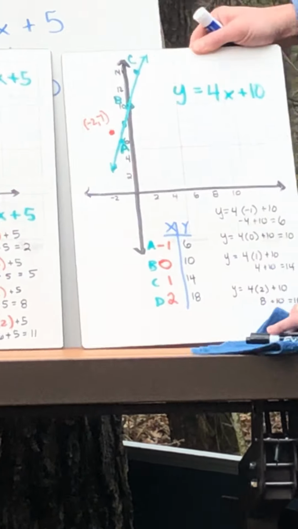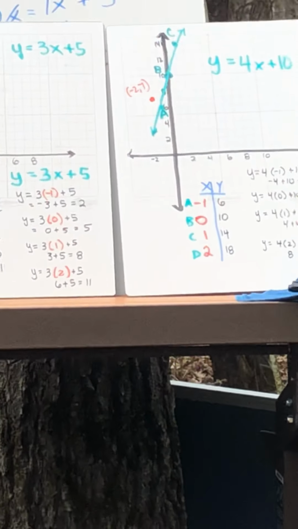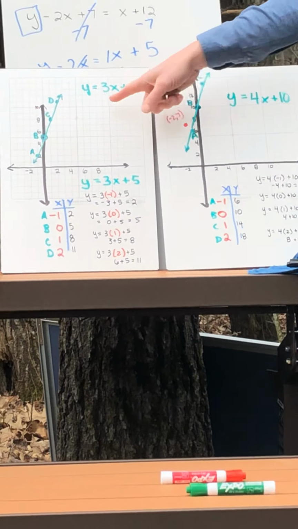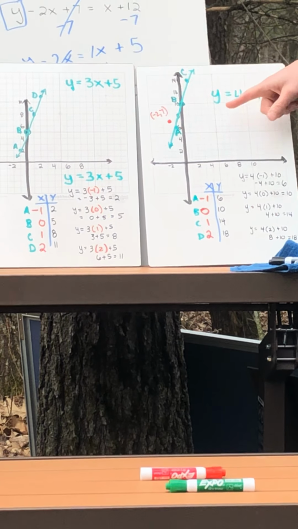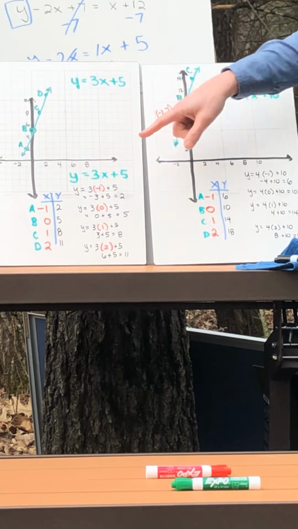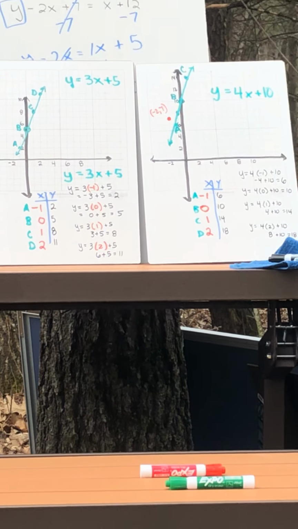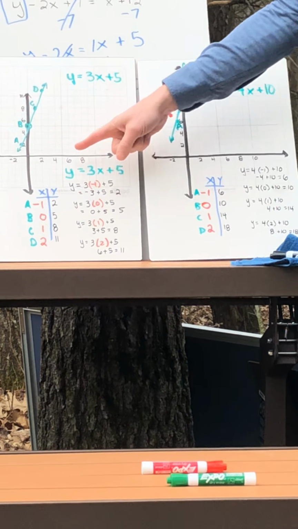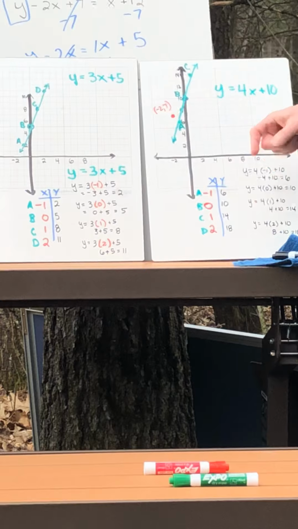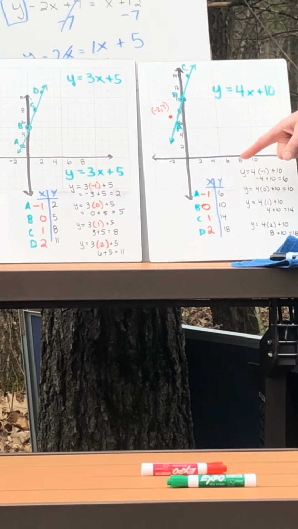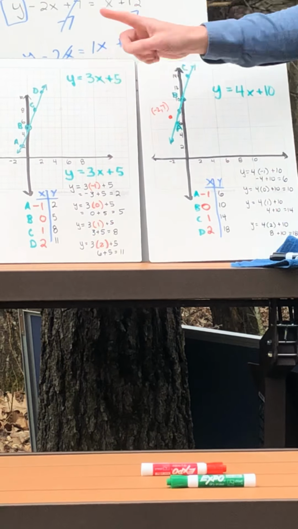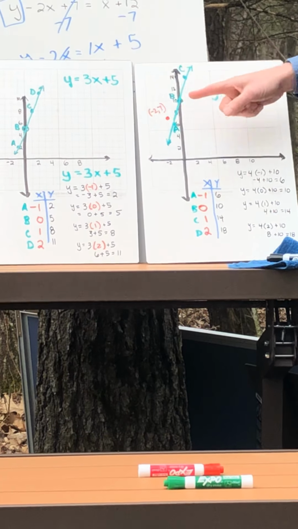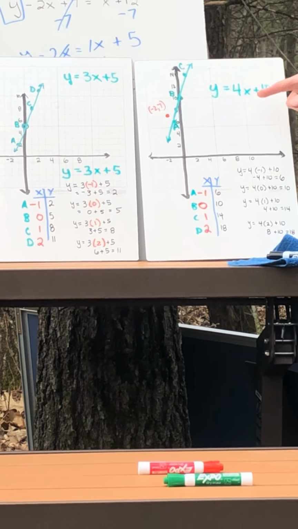take a second and look at these two graphs. We got y equals 3x plus 5, y equals 4x plus 10. I have some points here. Pause your video, find the slope of this line. Find the slope of this line. See if there's any connection at all between the slope of the line of that equation and the slope of that line and that equation.